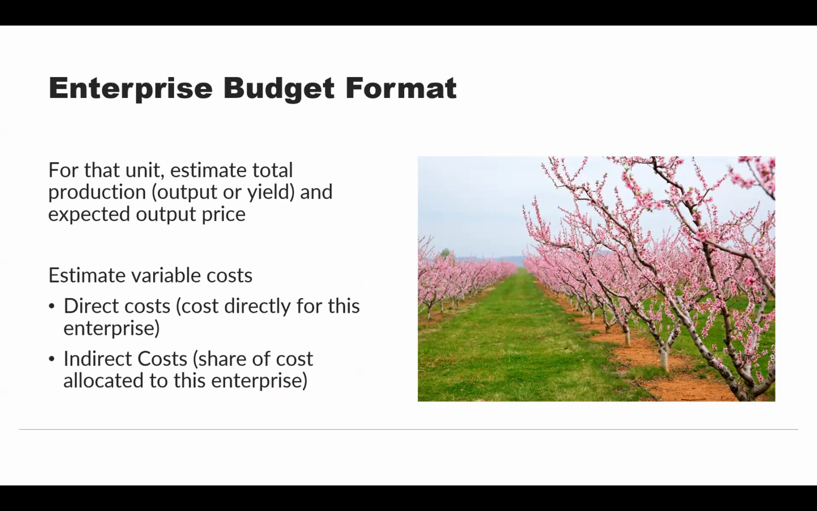Enterprise budgets have a very similar format to other types of budgets. You first want to estimate your total production level, output or yield, and your expected output price. And then you're going to estimate your variable costs. And as we talked about, variable costs are those costs that are specific to the inputs you use to produce a unit of the crop or product to the point of sale.